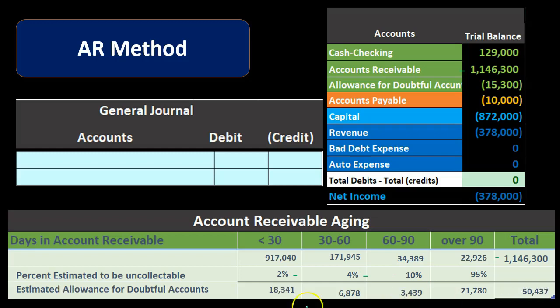If we then add these up, 18,341, the 6,878, the 3,439, and the 21,780, we get to the 50,437.